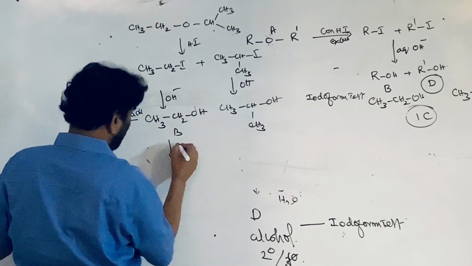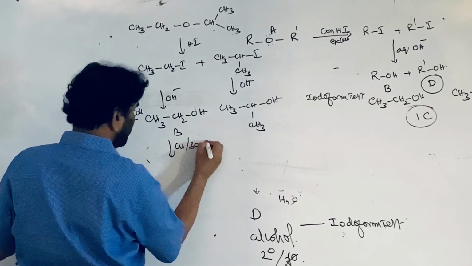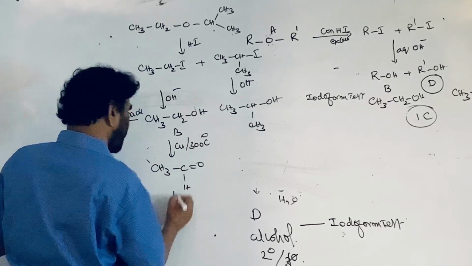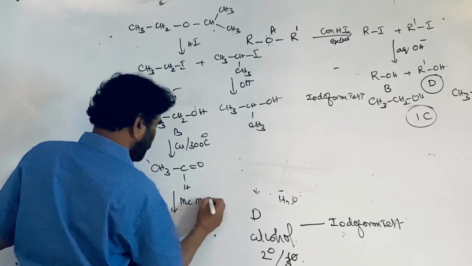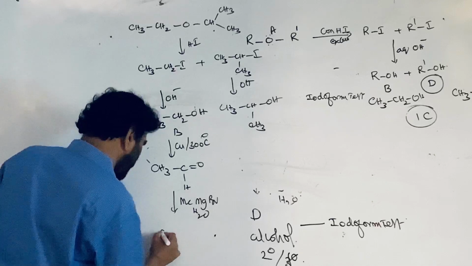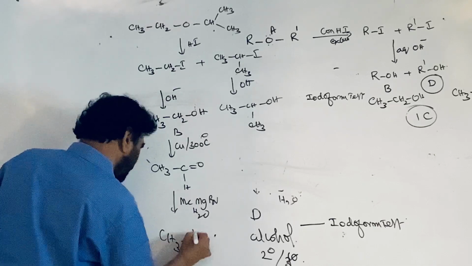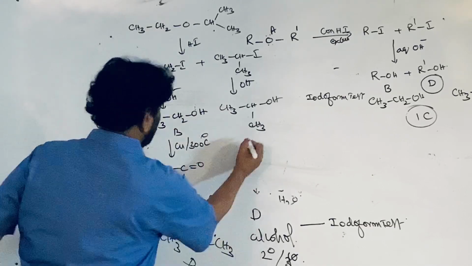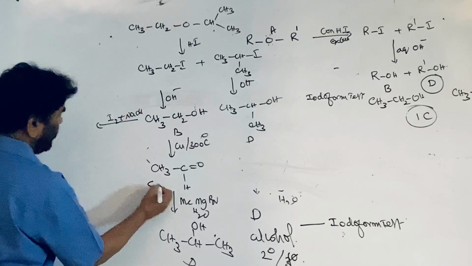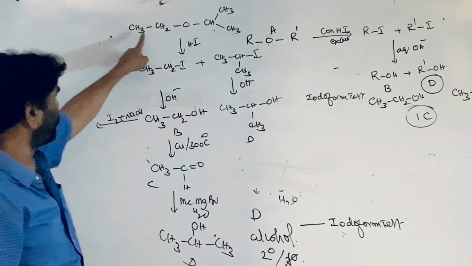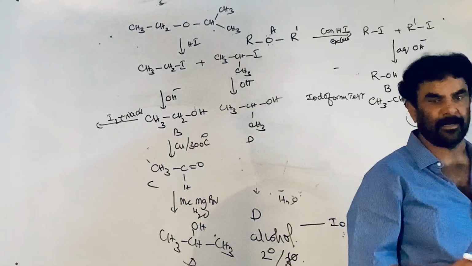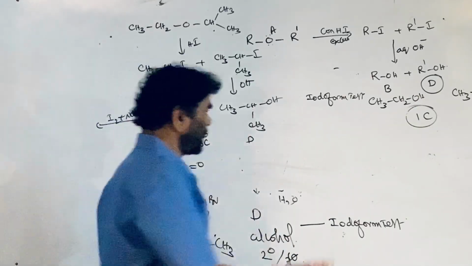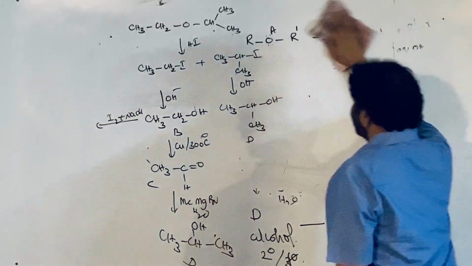This on treatment with copper at 300 degrees Celsius, acetaldehyde is formed. Acetaldehyde on treatment with methyl magnesium bromide followed by hydrolysis produces the isopropyl alcohol. This is D, this is D. This is C. That's all. Therefore, it is the ethyl isopropyl ether. Ethyl isopropyl ether is your original reactant. I think it is clear now.